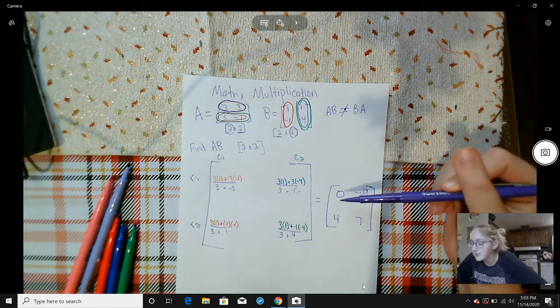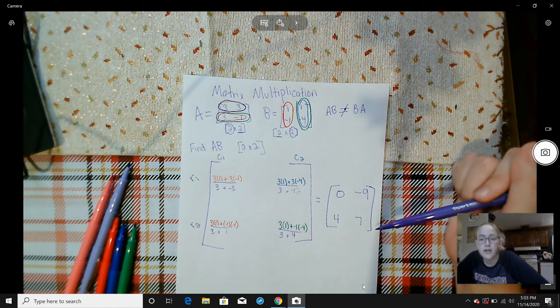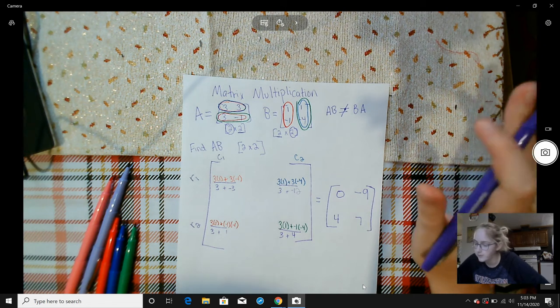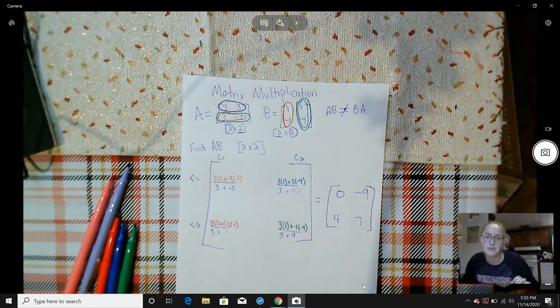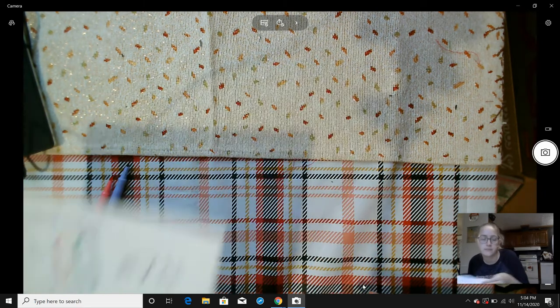So the resulting matrix for this one is 0, negative 9, 4, and 7. So I know that was probably a little confusing to grasp. So we're going to do another one. Please pause this if you need to keep getting it copied down. And I am going to move the paper from the screen.